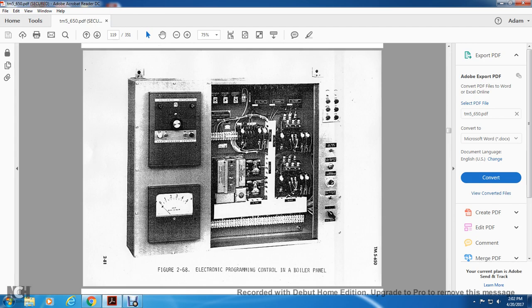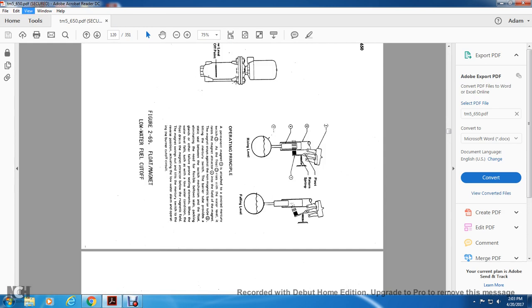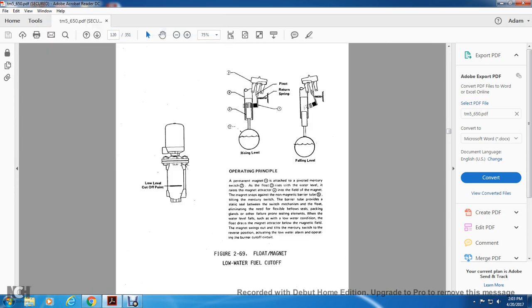Figure 268 shows the electrical programming controller boiler panel. Figure 269 shows the float mechanism: low cutoff point, rising level, pivot, return spring, falling level. A permanent magnet is attached to a pivoted mercury switch between 1 and 2. As the float 3 rises with the water level, it moves the magnet actuator 4 into the field of magnet 2, against the non-magnetic barrier.